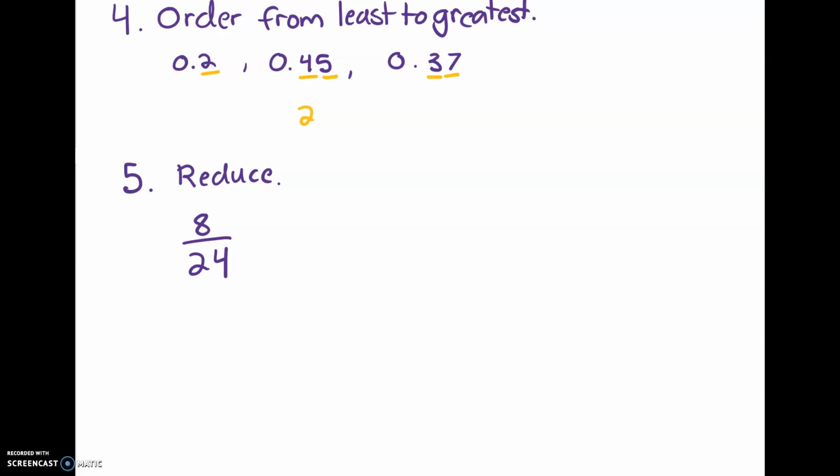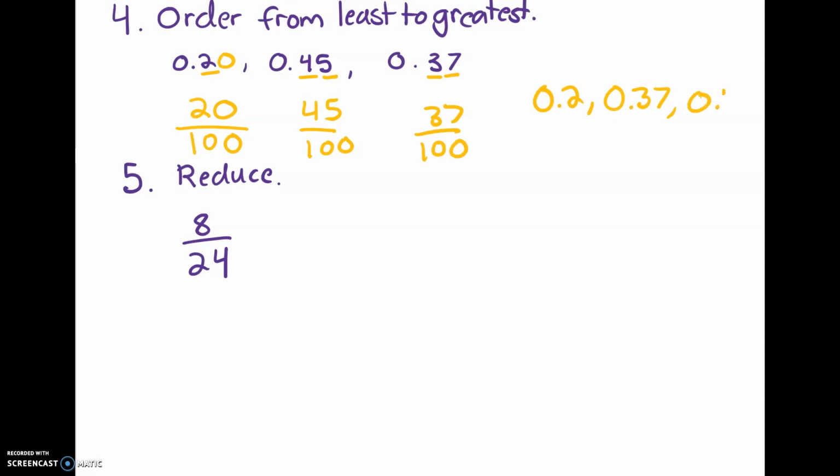So these ones are kind of already good to go, right? We got 45 over 100, 37 over 100. Now 2 isn't going to be over 100 because it's in the 10th place, but we want it to be over 100, so we just add that extra 0. And then we can see which one's greater, right? So 20, 45, 37, we can see 20 is going to be the least, so that would be our first one, 0.2. Then comes 0.37, and then 0.45. So then you're good to go.